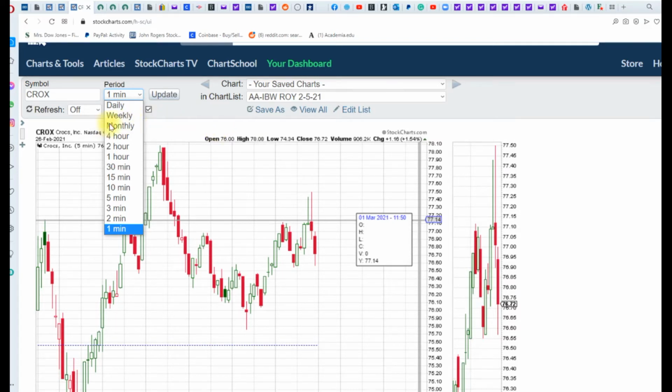You can set your chart. There's a window. They might all have it in different locations, and we want to set it by 1 minute, 1 day. We want it daily. We can set the chart weekly, monthly, 4 hours, 2 hours, 1 hour, 30 minutes, 15 minutes, and so on.